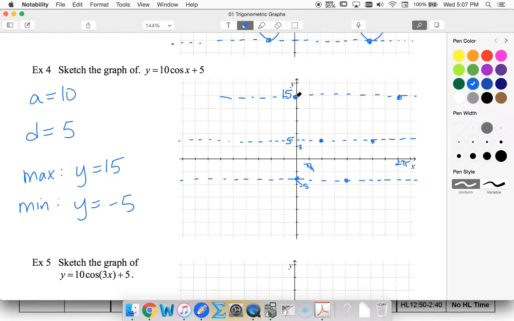So continuing, here's my maximum. So I'll come to the center, minimum, center, and then maximum. And again, try and make a smooth curve if you can. And that's why I think the grid line or the max min lines really help with trying to make your smooth curve.